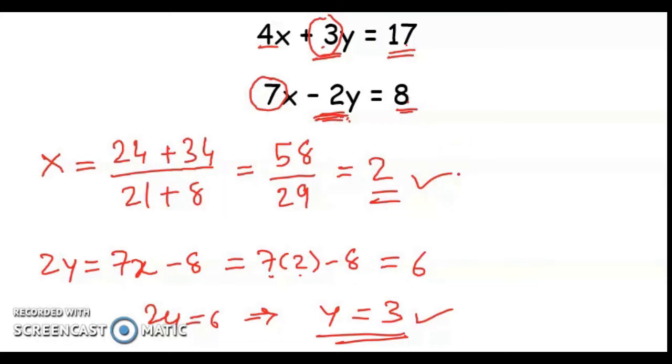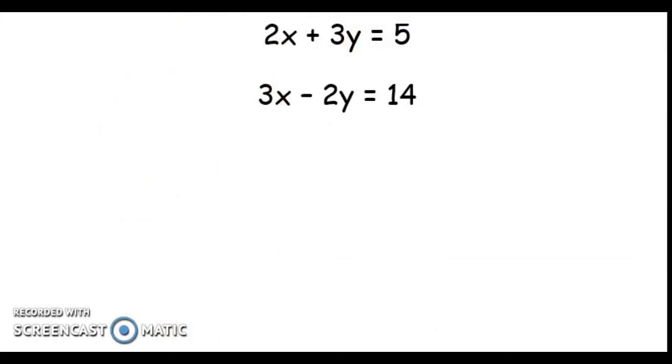Okay, let's see one more problem. Last problem. Try to solve this in your mind. To find out the value of x, first we will multiply this 3 multiplied with 14, that will be 42. Now minus 5 multiplied with minus 2, that is minus 10. So minus minus plus 10. So 14 multiplied with 3, 42 plus 10. So we will get 52.